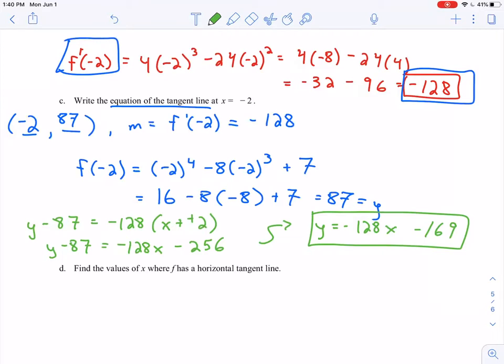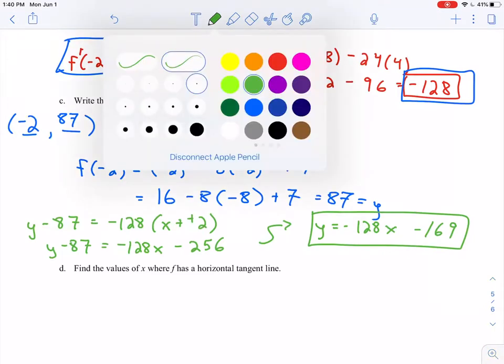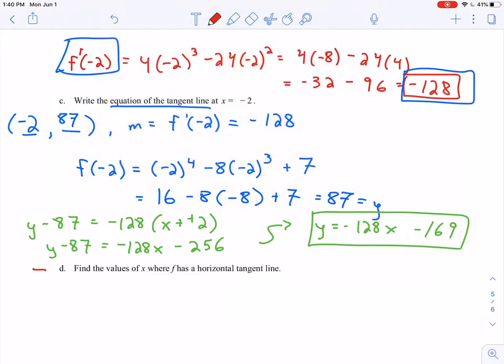So most of this stuff we've kind of seen before. Part D, though, is kind of a new one, so I want to make sure that we talk about this. It says find the values of x where f has a horizontal tangent line. So a few things I think about here. First of all, let's think about what we know. Tangent line. Well, the slope of the tangent line is f prime of x. So, okay, I'm thinking about the derivative.